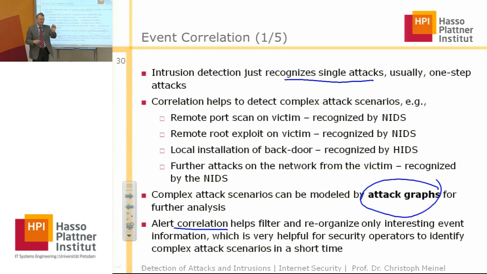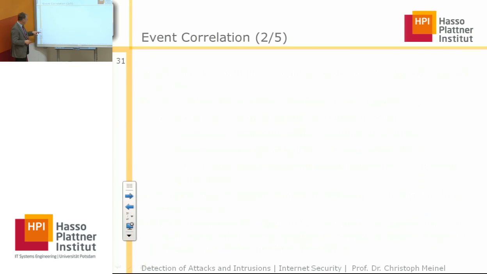The traditional way is to identify single attack activities, but a real attack consists of a scenario of many such single attack steps. And the idea of the modern intrusion detection systems that have to be designed in future is that such a system should be able to recognize such complex attack scenarios, and this can be done by this event correlation.